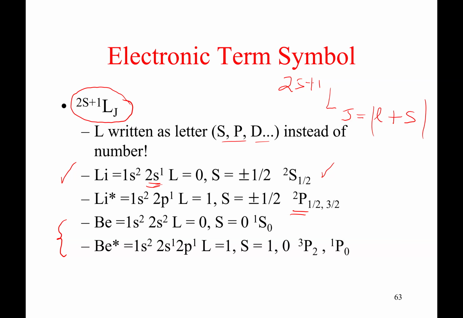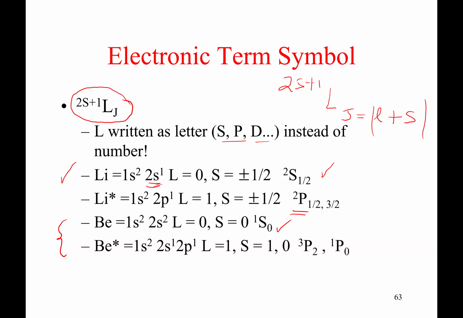And then J. J is L plus what? S. Remember, if the electrons are in the same orbital, the S is 0 and L is 0. So L plus S is 0. That's why you have that. Okay.